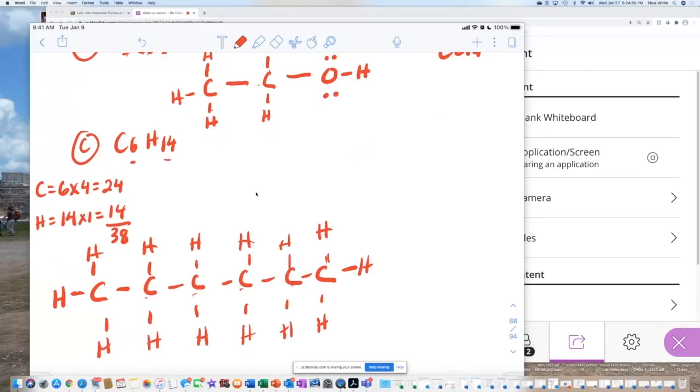Now the other question I have to answer is, did I use 38 electrons? I want to make sure I did this right. 6 carbons. Each carbon is 4. 14 hydrogens. Okay, let's see. 1, 2, 3, 4, 5, 6, 7, 8, 9, 10, 11, 12, 13, 14, 15, 16, 17.